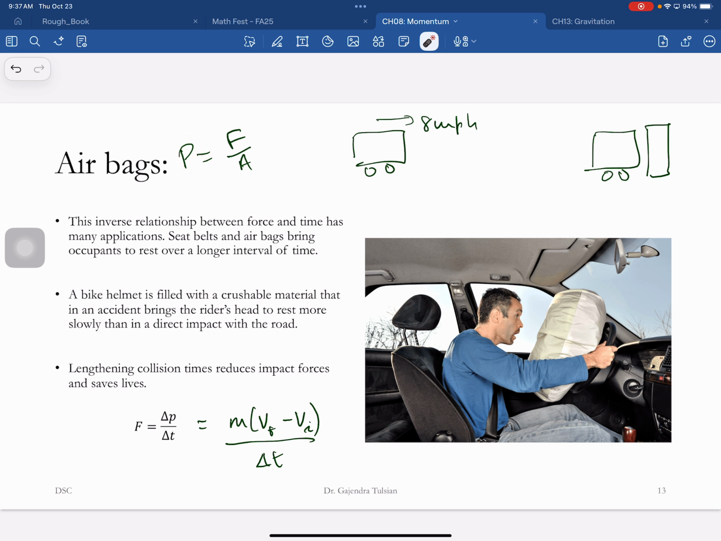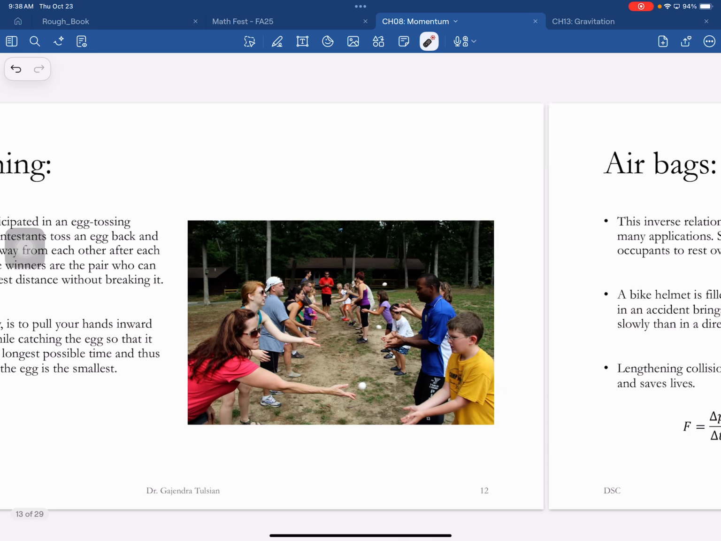Look at what this airbag is doing. It's applying a smaller force, but it's applying it over a larger area as well. So it's doing two things: increasing the stopping time and applying that smaller force over a larger area. Do you guys understand that? So that's one application of that equation that we'll study. Here's another application.